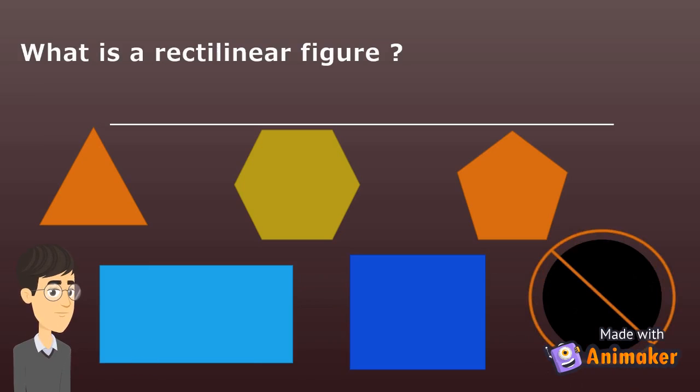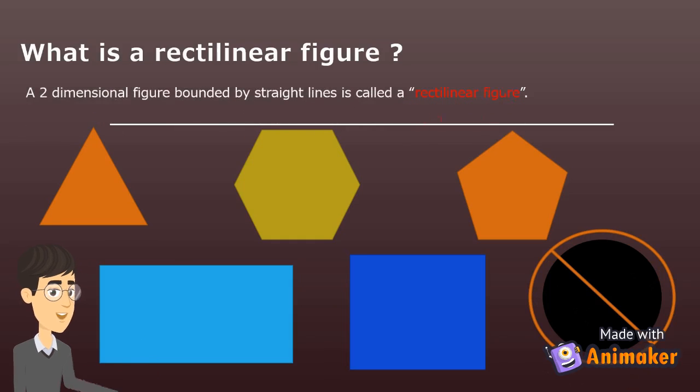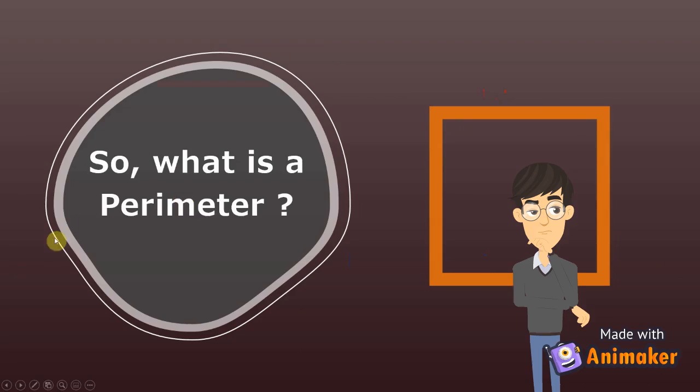Nah, a circle is not a rectilinear figure because a two-dimensional figure bounded by straight lines is called a rectilinear figure. Does the circle have straight lines? No, it doesn't. Now let's try to find out what is the perimeter of a rectilinear figure.